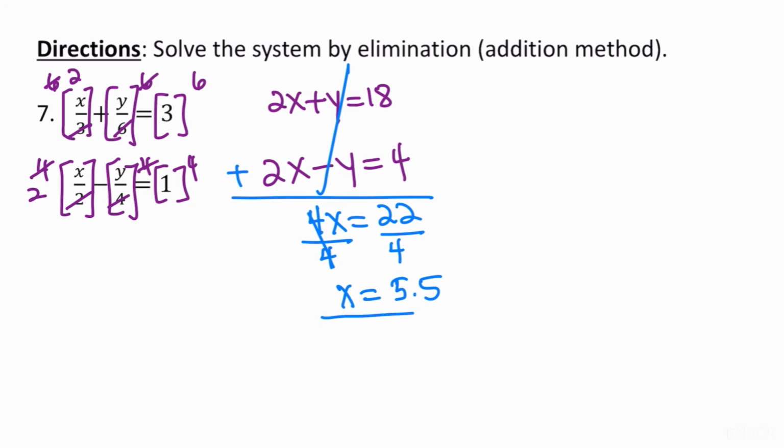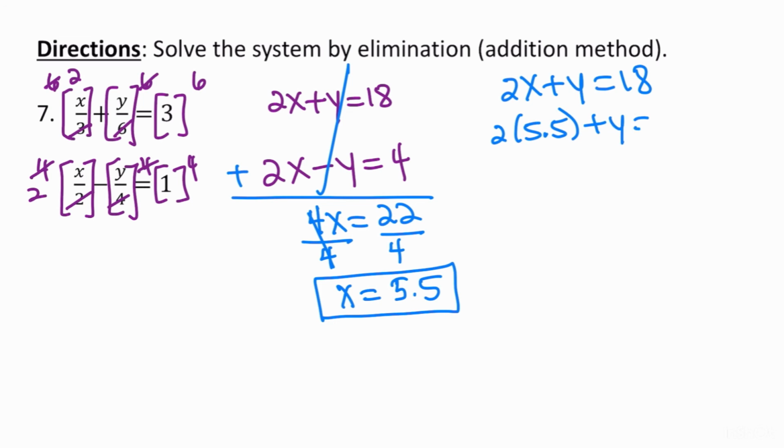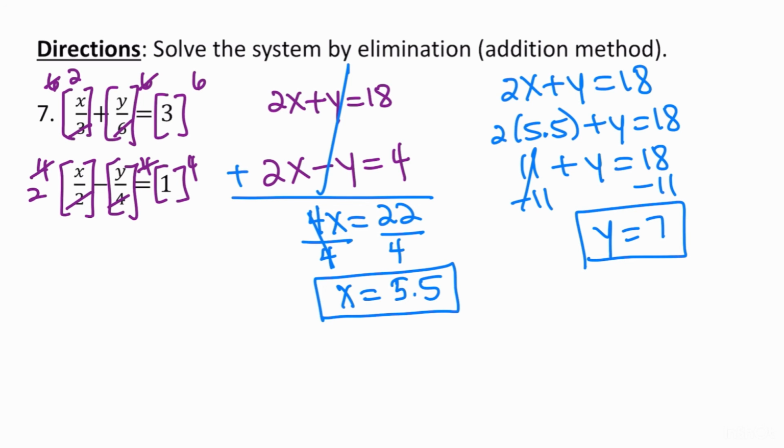So now that I know that x is equal to 5.5, I can go to any of the equations and I can go ahead and solve. I can actually grab one of the new equations. So 2x plus y equals 18. The x is 5.5. 2 times 5.5 plus y is equal to 18. 2 times 5.5 is 11. If 11 plus y is equal to 18 and I subtract 11 from both sides, I get y is equal to 7. So then my solution is going to be 5.5, comma 7.